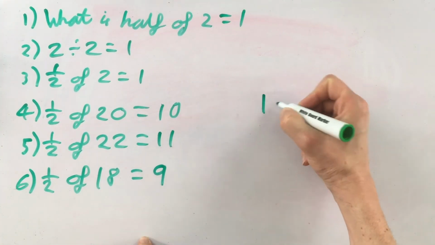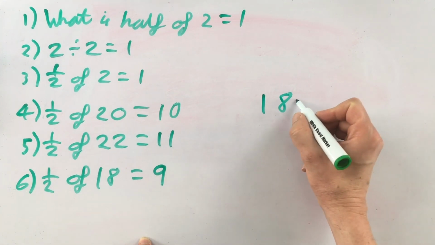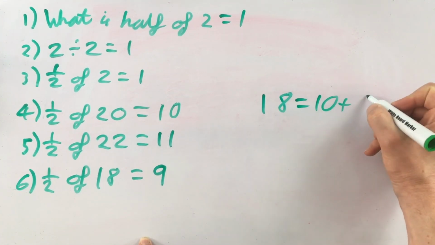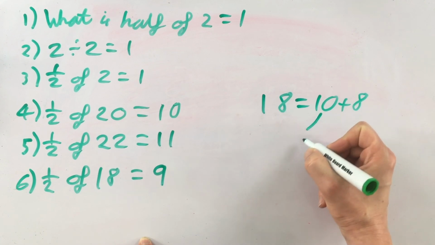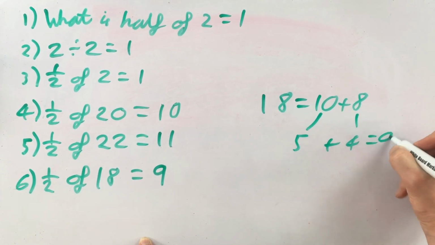Another way to halve 18 would be in this diagram. 18 is made of 10 and 8. Half of 10 is 5. Half of 8 is 4. And the answer is 9.